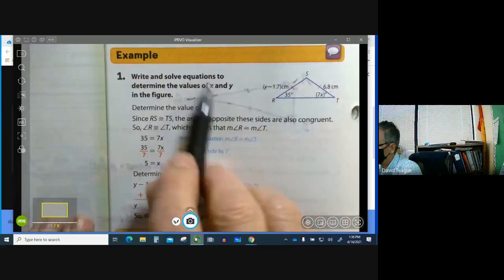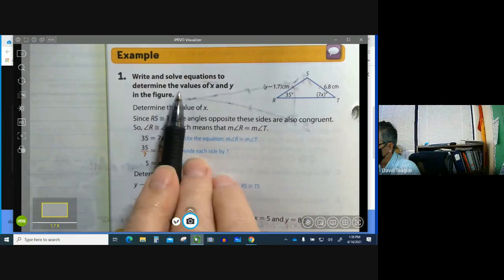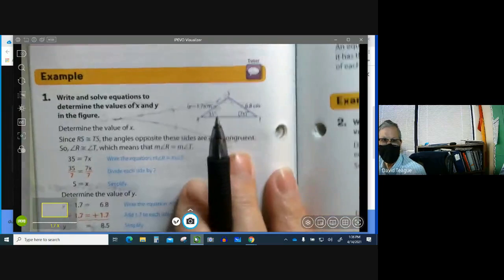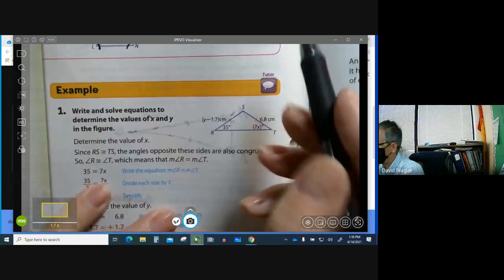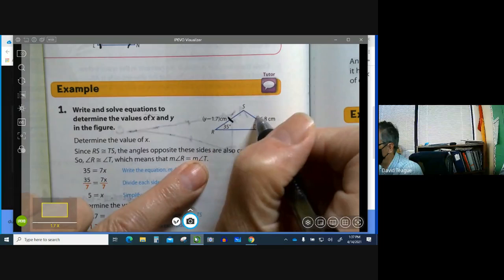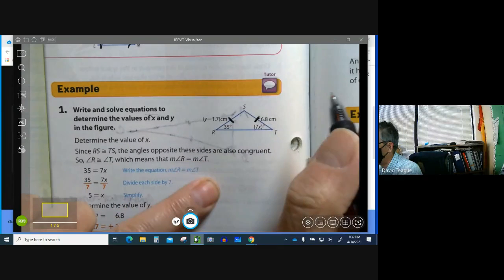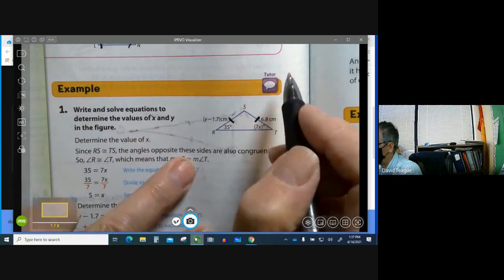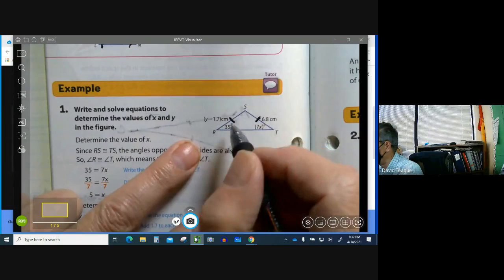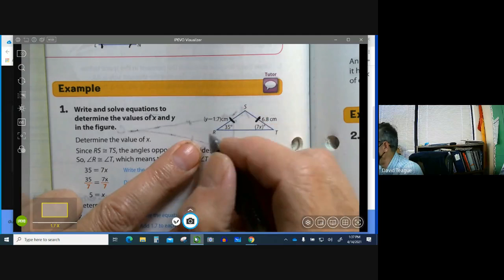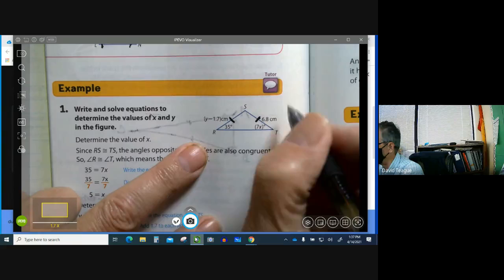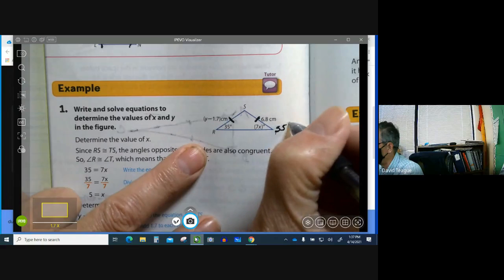Okay, so now let's look at an example. It says write and solve equations to determine the values of x and y in the figure. So let's look at our figure. Looking at our figure, we know that these two sides are equal. We know we have an isosceles triangle. We also know that congruent angles are equal to the congruent side. So if this angle is 35 degrees, this angle is 35 degrees.